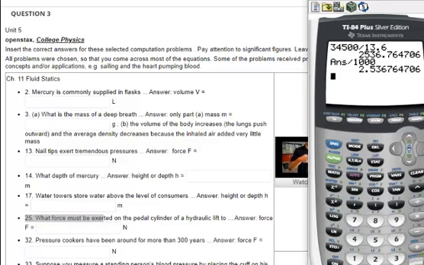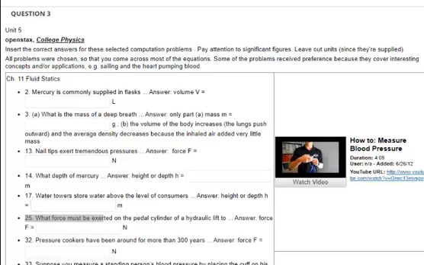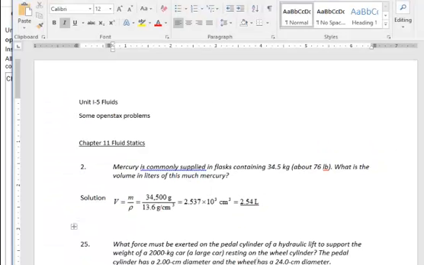So here are a few problems from the unit on fluids, and I'm going to start with this one here, the mercury. Mercury is commonly supplied in flasks containing 34.5 kilograms, about 76 pounds. What is the volume in liters of this much mercury?